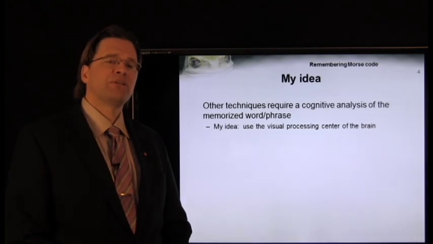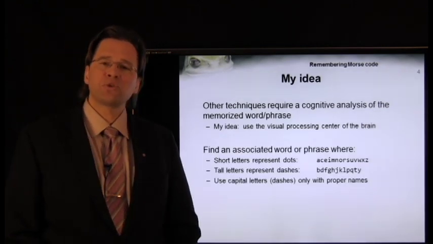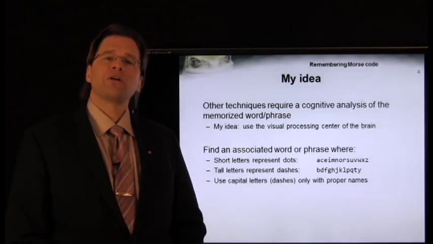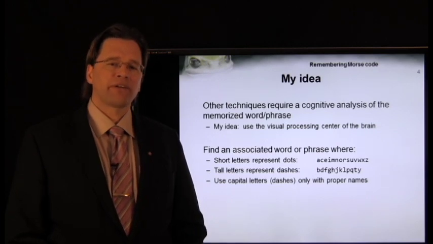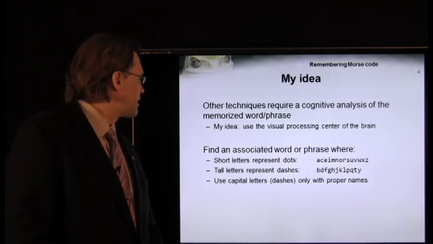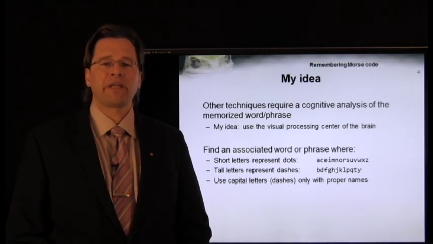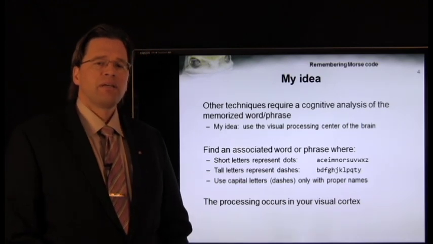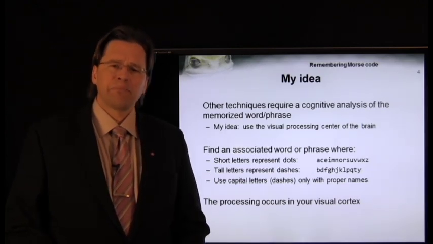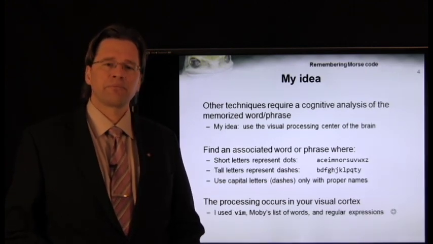My idea is to use the visual processing center of the brain. Therefore, find an associated word or phrase where short letters represent dots and taller letters represent dashes. Capital letters are also tall, but they will only be used with proper names where they will also represent dashes. What's nice is that I would believe that the processing is occurring in your visual cortex, which is significantly faster.